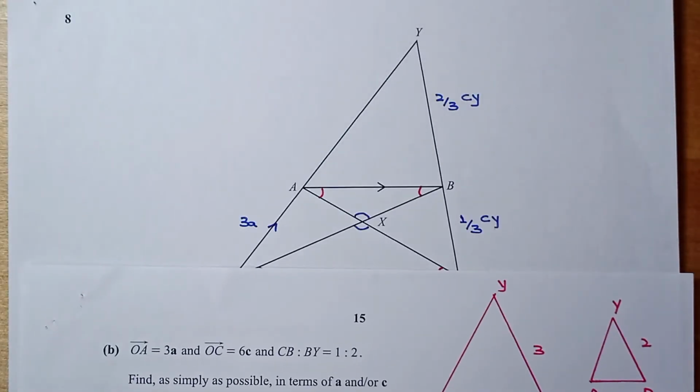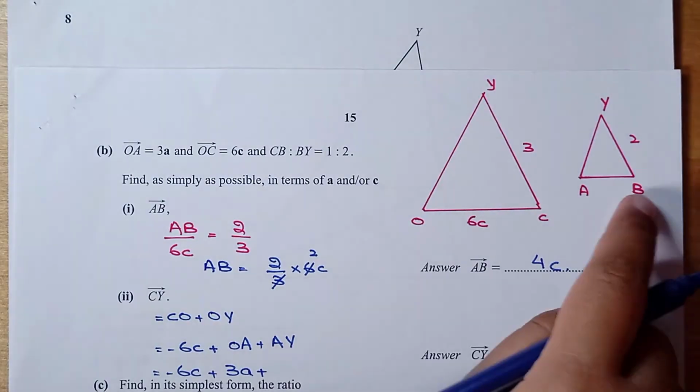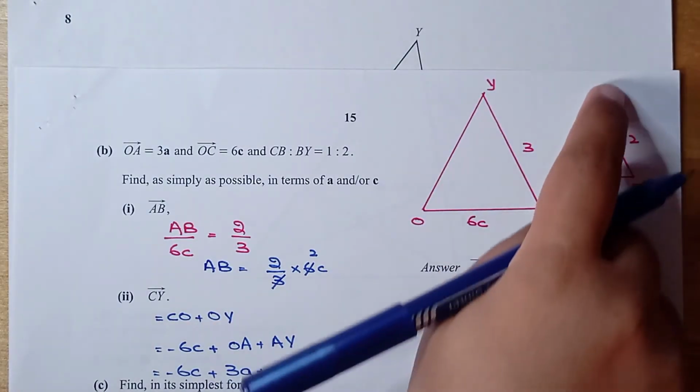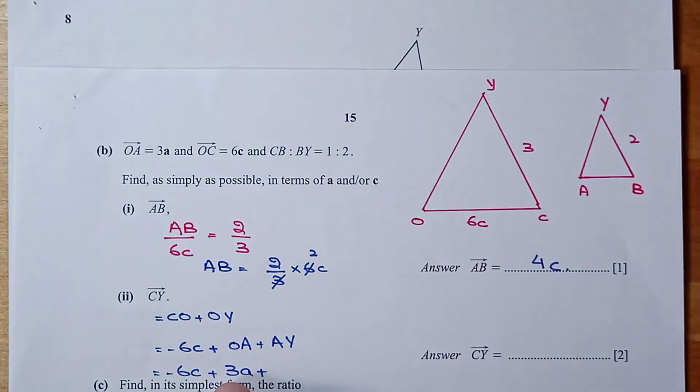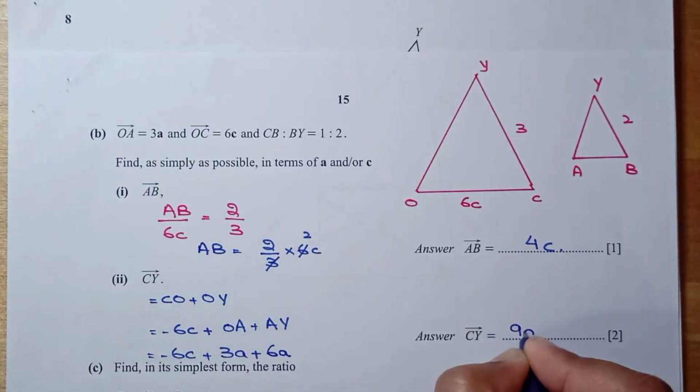How can we find the value for AY? As we know BY is in the ratio of 2, so AY is also in the ratio of 2. So we have 2 times 3A, that is equal to 6A. So 3A plus 6A is 9A, and minus 6C is CY.